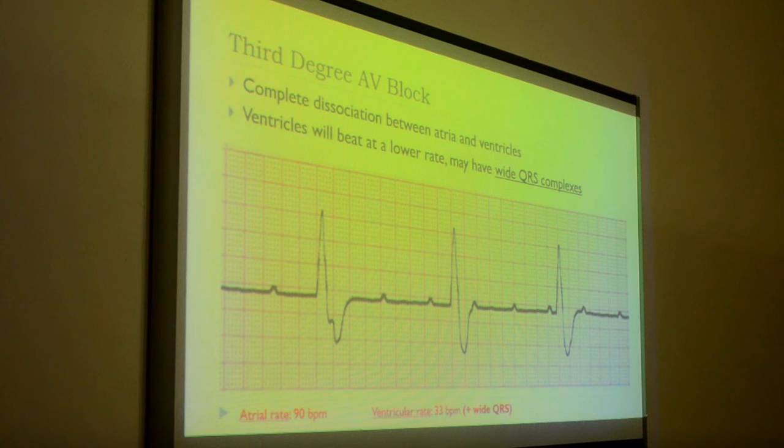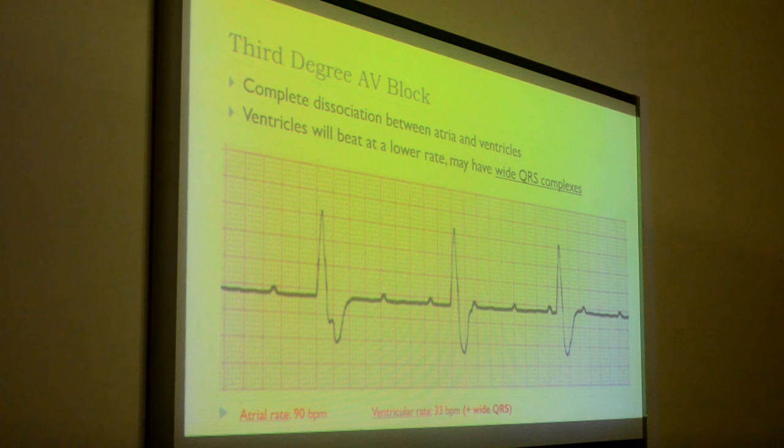So either the AV node or the ventricle is the pacemaker. When you have the heart rate between 20 to 40 and it's a wide QRS, what does this mean? Ventricular. The heart rate is between 20 to 40 and the QRS complex is wide. That means this heart rate is coming from the ventricle, not from the AV node. There is no tachycardia in this pathology. This is severe bradycardia. This is 33. Between 20 to 40 and wide QRS.